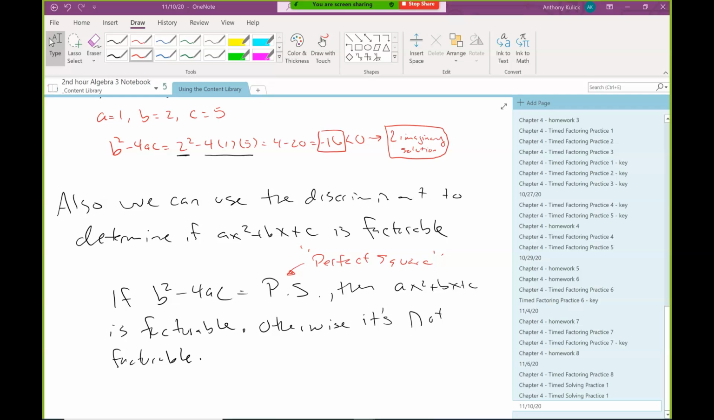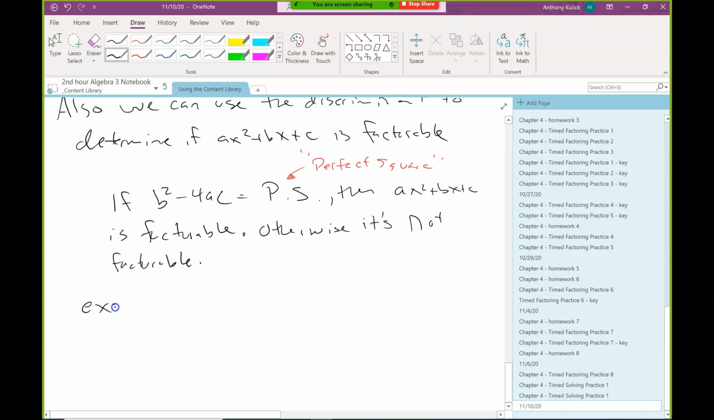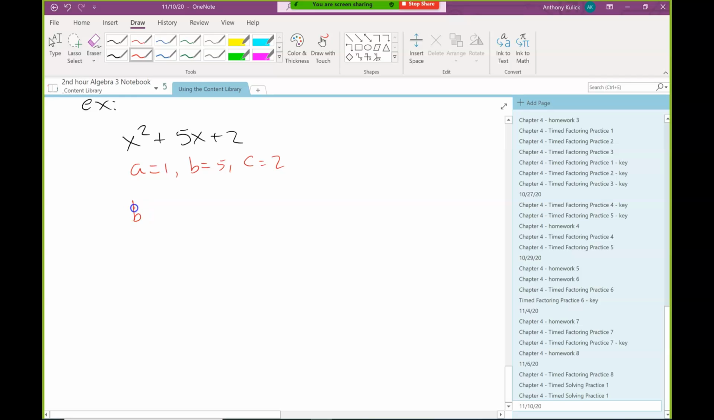So for example, if we have x squared plus 5x plus 2, well, we can check whether this is factorable or not. Now, it's easy to see in this case that this is not factorable, right? But we've run into situations where this was not easy to tell just by glancing at it. But here we have a nice quick calculation that can tell us right away that this is not factorable.